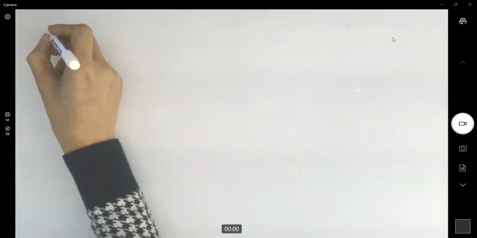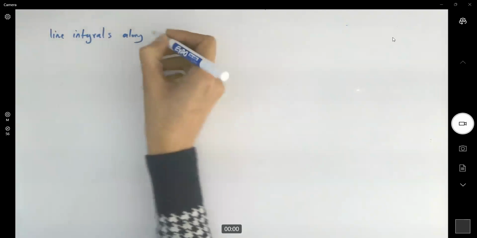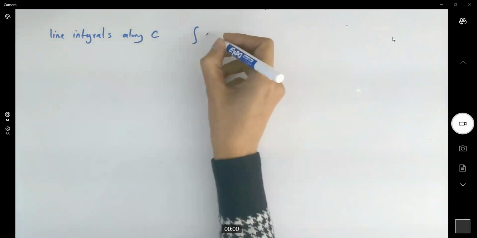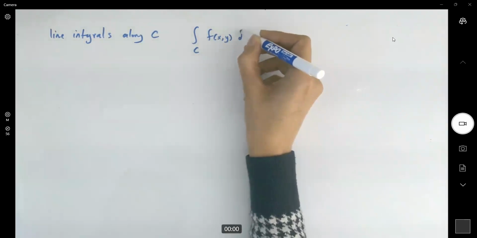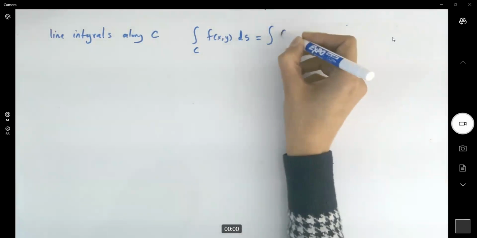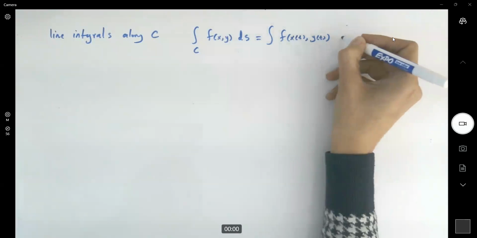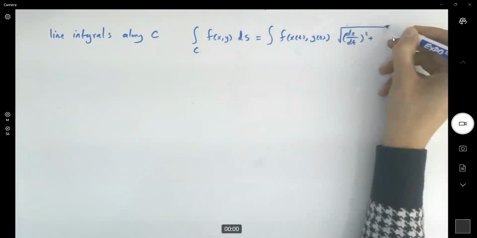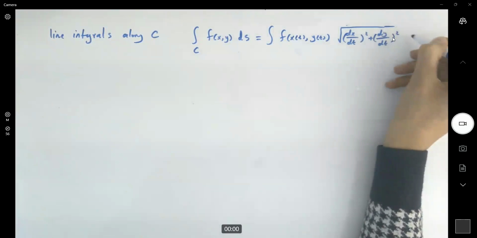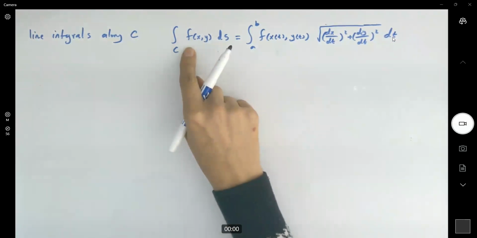So far we learned about line integrals. If you have a scalar function, line integrals along a smooth curve C. So we said that if we have the integral of f of x and y, or x, y, and z along C, then this is just converted into f of x(t), y(t), times the length of your curve, which is the square root of (dx/dt) squared plus (dy/dt) squared, dt, and suppose t ranges between a to b. So this is for a scalar function f of x, y, and z.